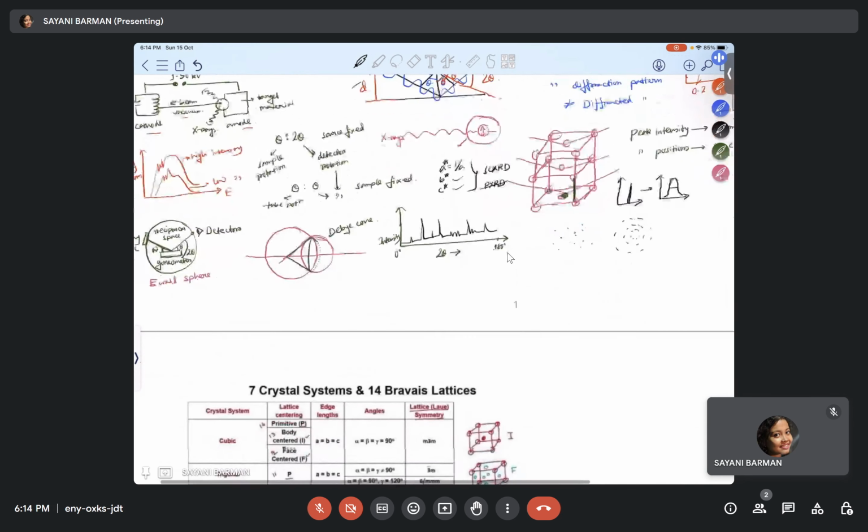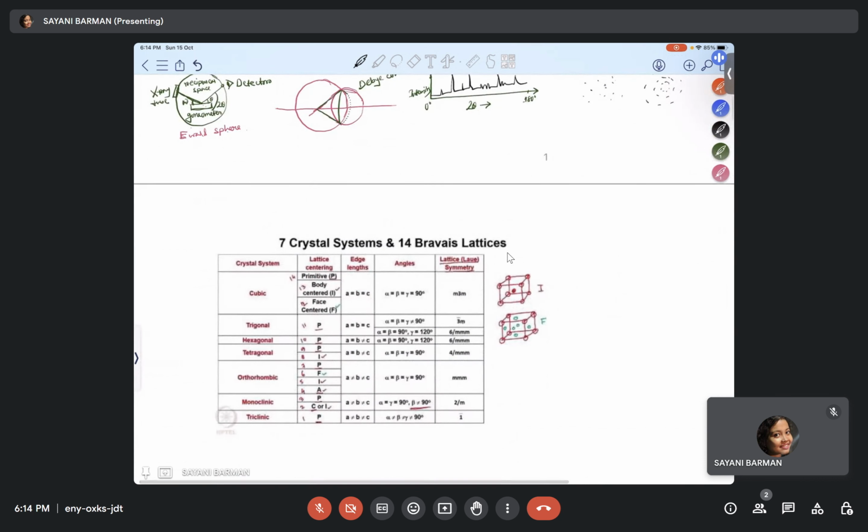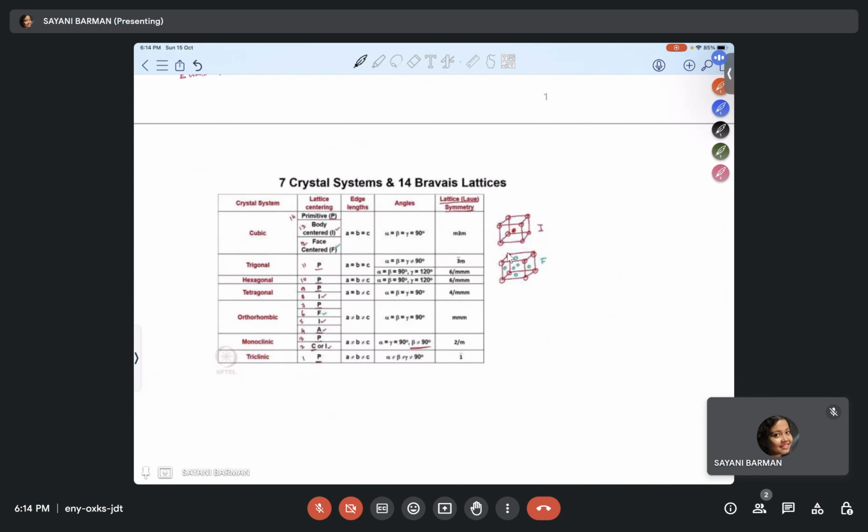Okay. So the next one: there are seven crystal systems, 14 Bravais lattices, 32 point groups, and 230 space groups. Now, among the seven crystal systems, there are primitive type, body centered type, and face centered type. Body centered here it is, face centered here it is. In the body centered, only in the center of the lattice there is one atom, and for face centered, there are six faces of a cube, and in the center of each face one atom is present.